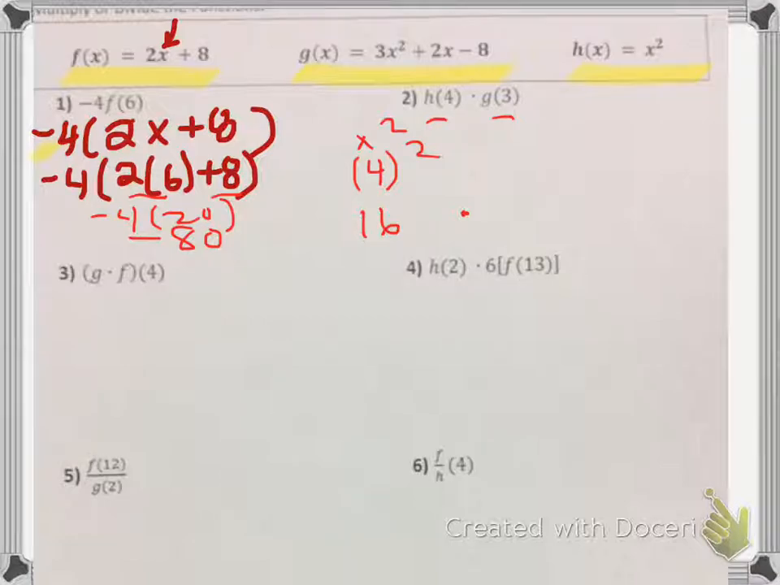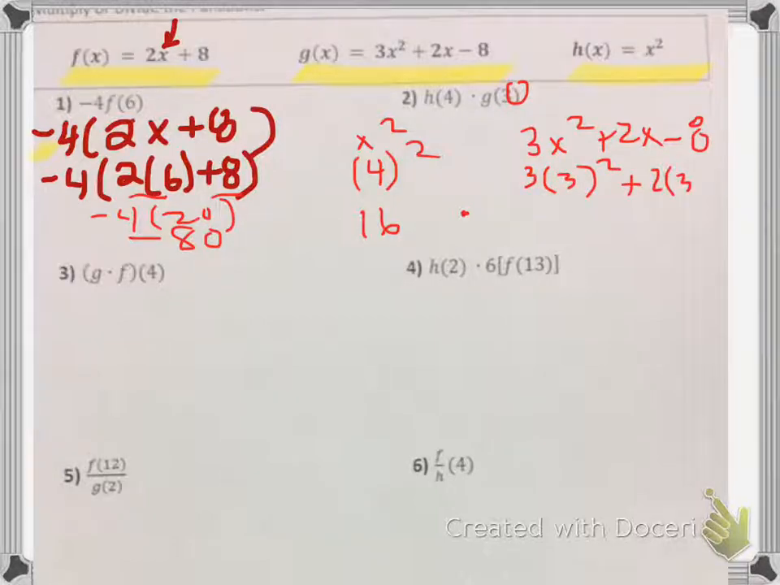I'm going to put the 3 through the g function. The g function is a little more complicated. It's got a lot more stuff to it over here. So the g function is 3x squared plus 2x minus 8. And I've got to substitute my 3 in for it. So 3 times 3 squared plus 2 times 3 minus 8. So take a second and put that in your calculator and get that number for me. All right, when I put that through my calculator, I got the number 25, so hopefully that's correct.